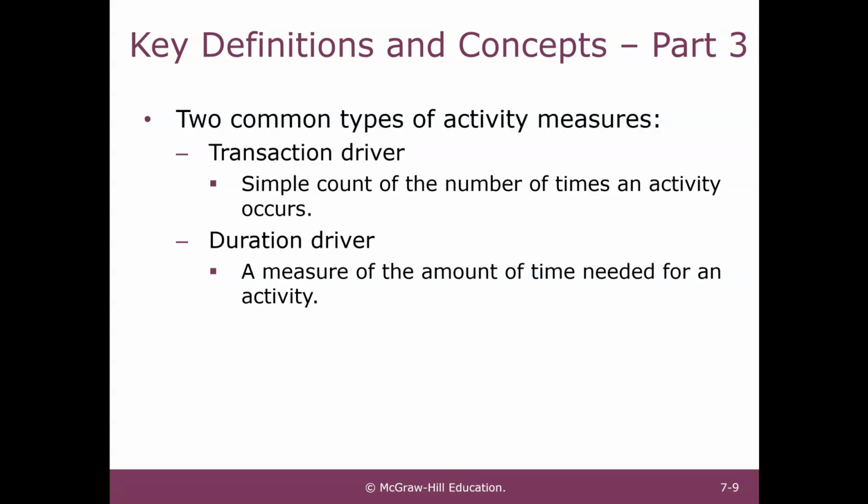There are two common types of activity measures. The first one is a transaction driver. This is just a simple count of the number of times an activity occurs. Or you can have a duration driver, which measures the amount of time needed for an activity. So you're looking at either the number of times or the amount of time needed.